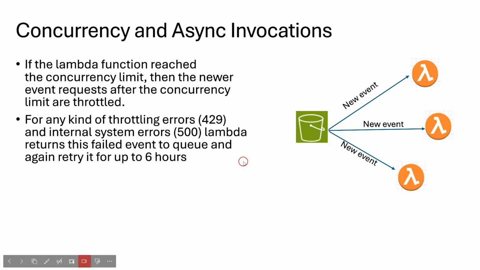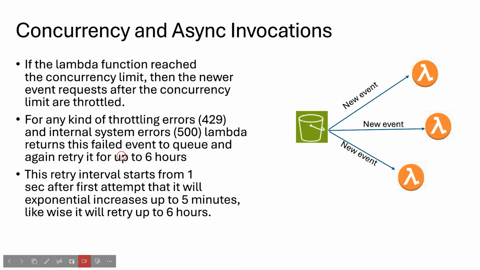And this retry also will be done in a different way. For example, the retry interval starts from 1 second. You got a throttle and you retried. It took 1 second. And after that first attempt, the interval will exponentially increase up to 5 minutes. So the second attempt will be in 5 minutes, not the next second. It will wait for 5 minutes and again it will retry. Like that, it will increase the time up to 6 hours.